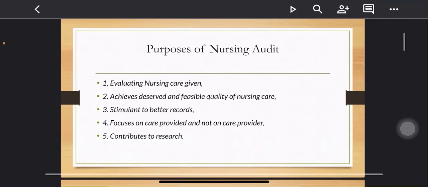What is the purpose of nursing audit? It evaluates nursing care given. It achieves the deserved and feasible quality of nursing care. It is a stimulant to better records. It focuses on care provided and not on the care provider, and it contributes to research.